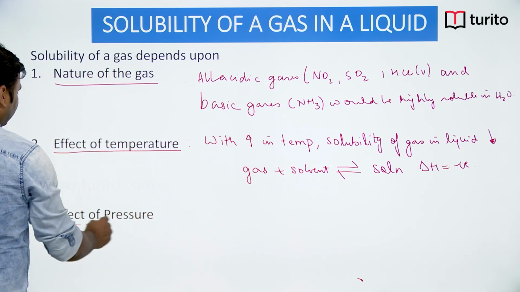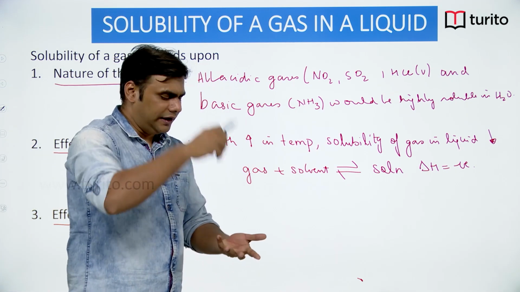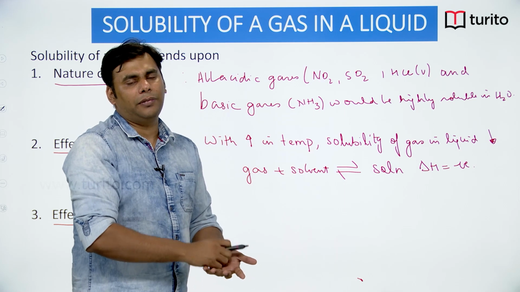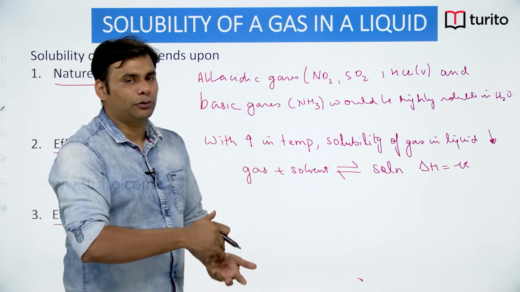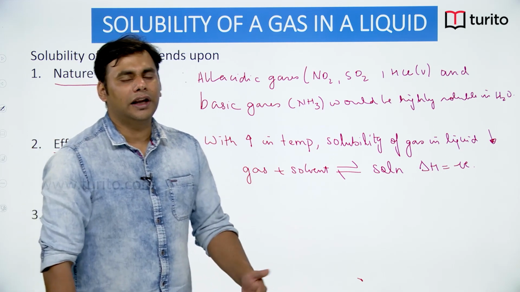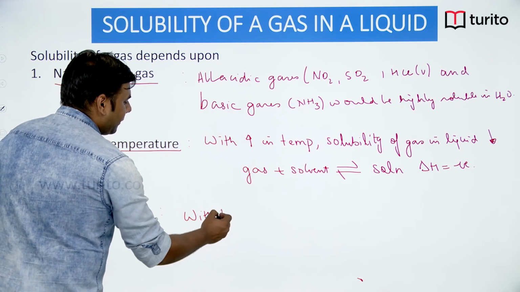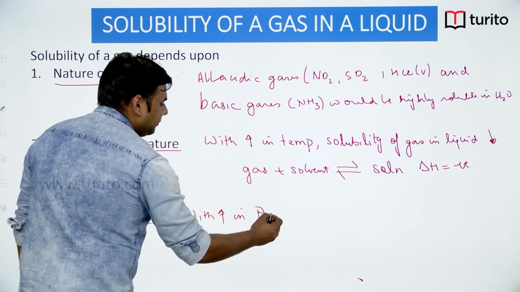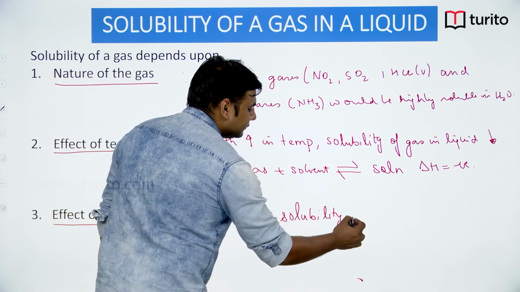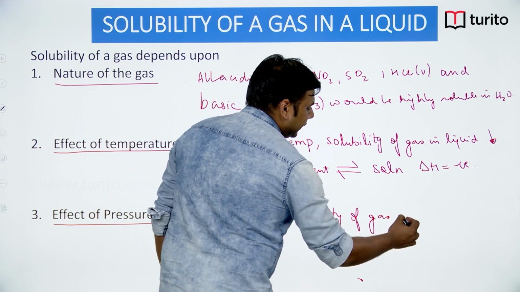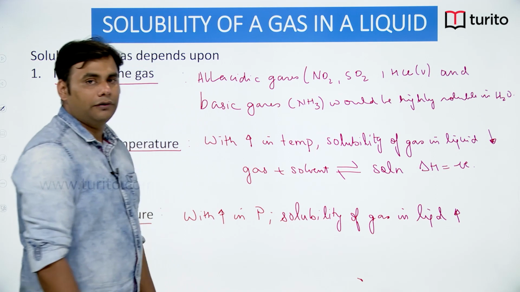Okay. Next is the effect of pressure. Now I have already told you, if you increase the pressure, the gas molecules will easily go inside the liquid, penetrating the surface of the liquid or the solvent. So with increase in pressure, the gas molecules can easily go inside the liquid solvent. So we say that with increase in pressure, the solubility of gas in liquid increases. Okay, hope this is clear to everyone.